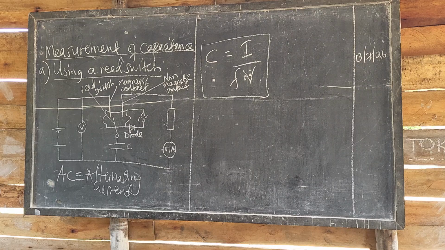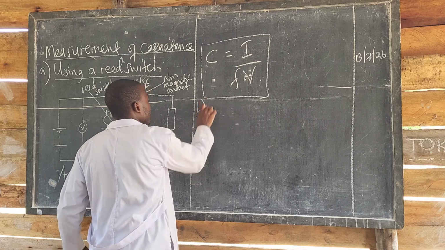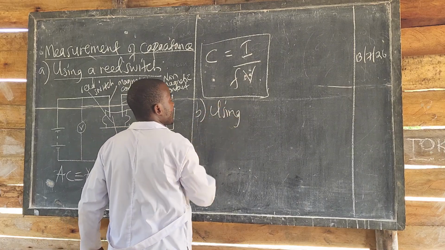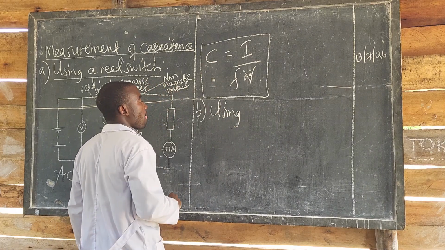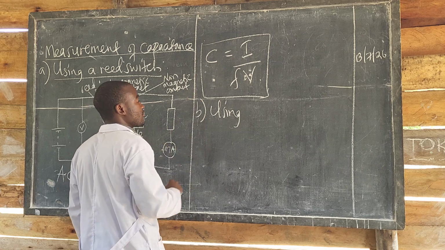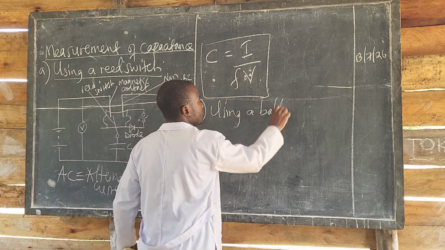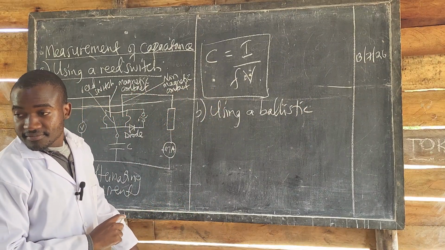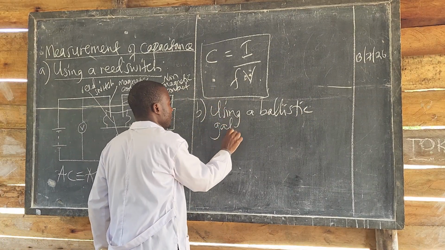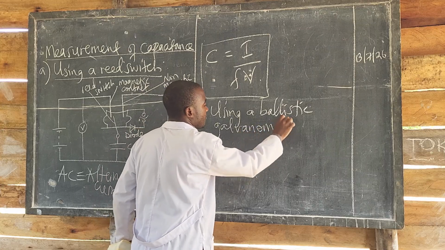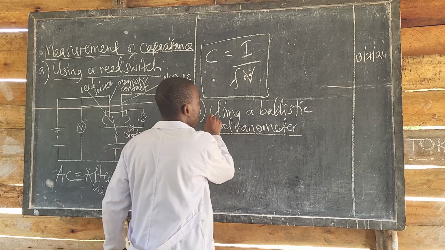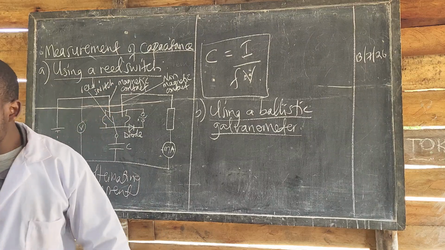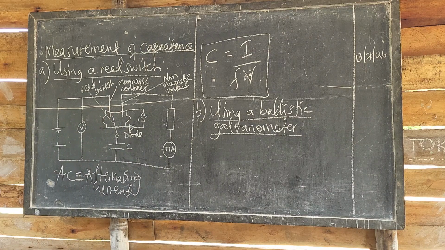Alternative B, using a ballistic galvanometer. Another method of charging a capacitor, determining measurement of capacitance of a capacitor, using a ballistic galvanometer.